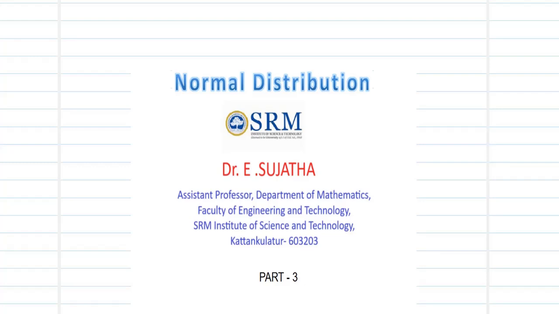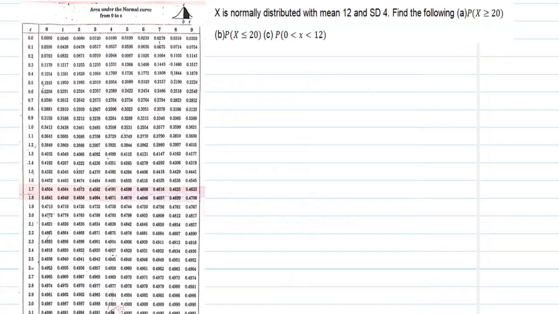Hello friends, welcome to this third video on normal distribution. We will be seeing how to convert a problem which has been given in X into a problem of Z, take the values from the table and find the corresponding probabilities for the same. We will move on to the problem.